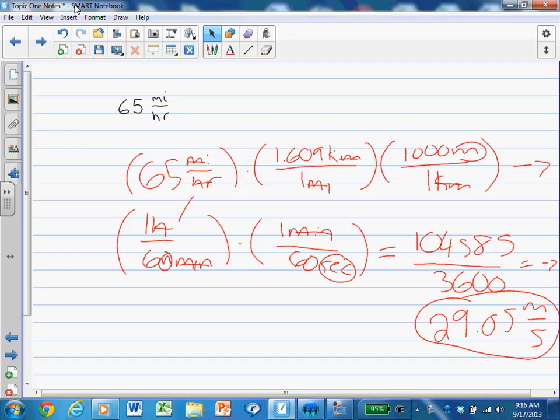65 times 1.609 times 1,000, I put parentheses, okay? Close parentheses, divided by parentheses, 60 times 60, close parentheses, 29.05 meters per second. So next time your mom is going down around the S-curves to get you to school on time at 65 miles an hour, you could say, slow down, you're going 29 meters per second. It's a little bit fast around the S-curves, okay?